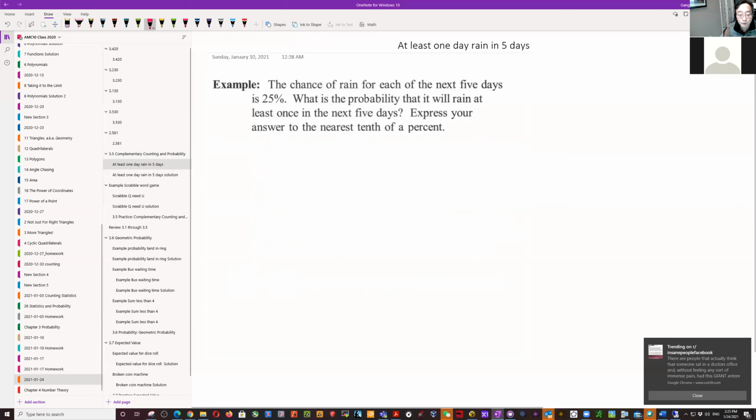So the chance of rain for each of the next 5 days is 25%. What is the probability that it will rain at least once in the next 5 days? The easiest way to think about this type of problem is to think one day at a time. For the next day, you have 1/4 chance to rain and 3/4 chance of no rain.